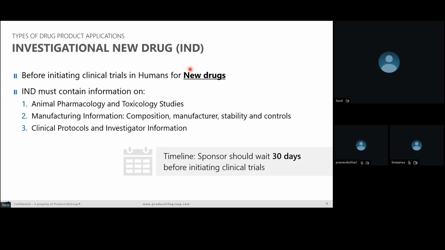So the IND application is filed several years before the actual NDA or ANDA can be filed. This is just filed for further research and further clinical trials, not for the product approval. Is this chronology clear to you? Yes, sir. I just want to repeat for clarification.